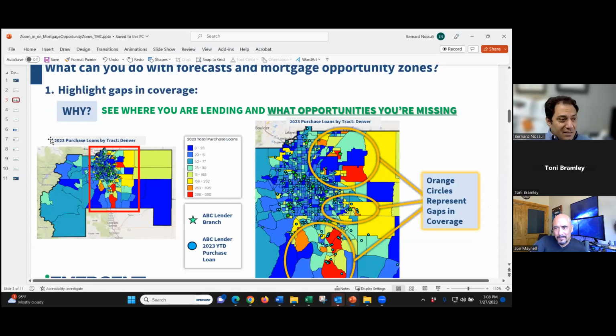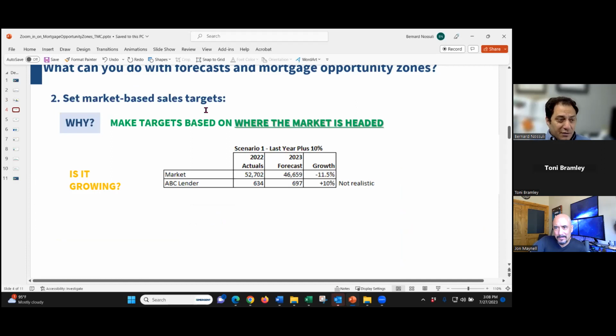Okay, next is setting market-based sales targets. Okay, so why do we need to do this, or what's important about this? Well, it's because it's where the market is headed. So traditionally, we look at 2022 actuals. So here's the market. This is Denver. There were 52,702 purchase loans in Denver last year, and this lender had 634 of those.